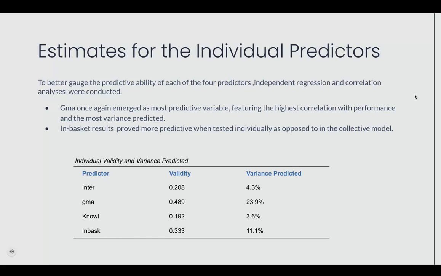Next, we see knowledge once again has a weak correlation and accounts for less than 4% of the variance. And finally, in-basket, when tested individually, has a moderate to strong relationship with performance and accounts for greater than 10% of the variance in job performance. This is an increase as opposed to when it was measured collectively in the composite model. This increase suggests that in-basket may actually be a beneficial and useful factor to consider when looking to revise the selection system.